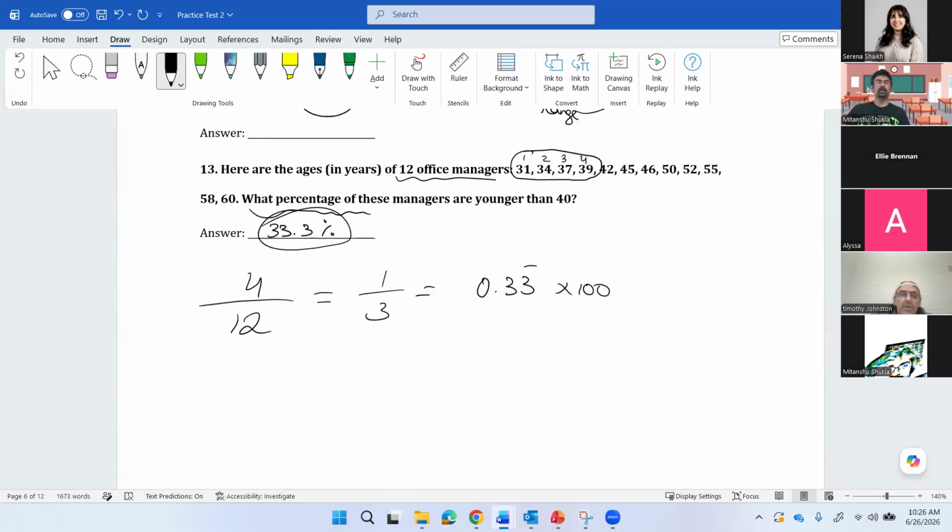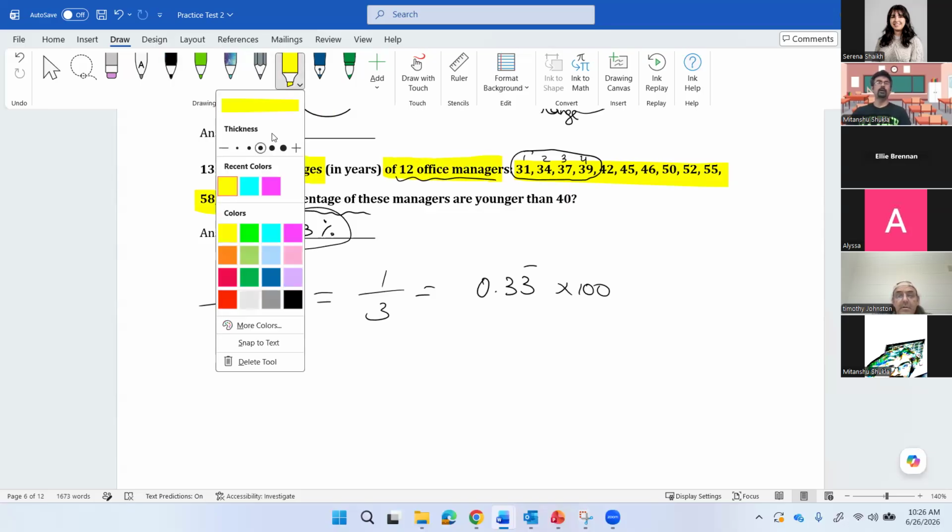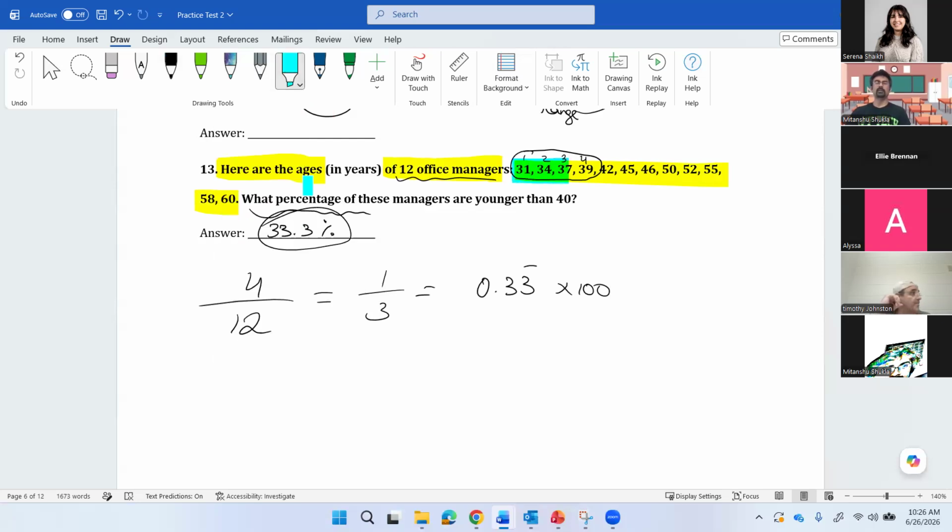Okay. So they're asking what percentage of these managers are younger than 40? And what is this list that they gave us? They gave us the ages of 12 office managers. So I needed to find however many of them were younger than 40. That's these guys. And so that's four people out of how many? Out of 12 total managers.